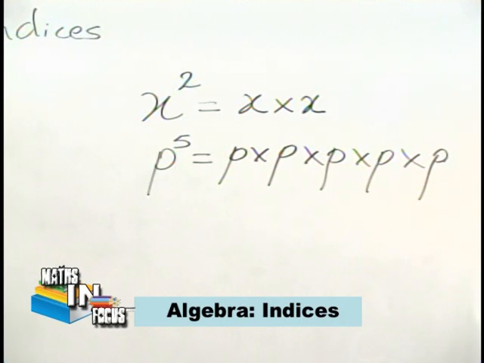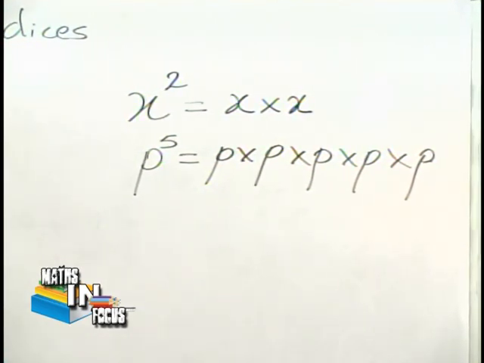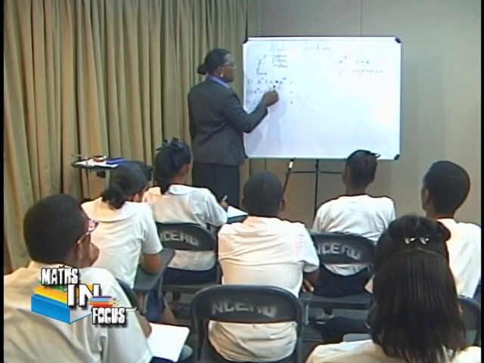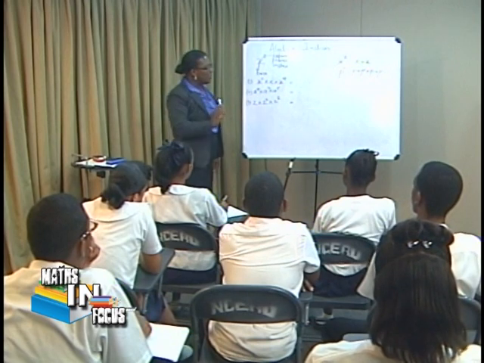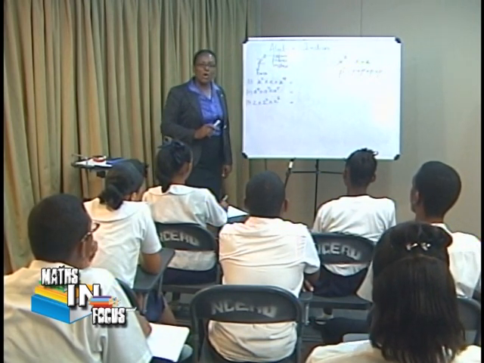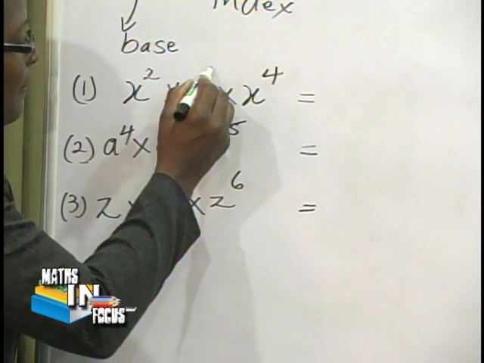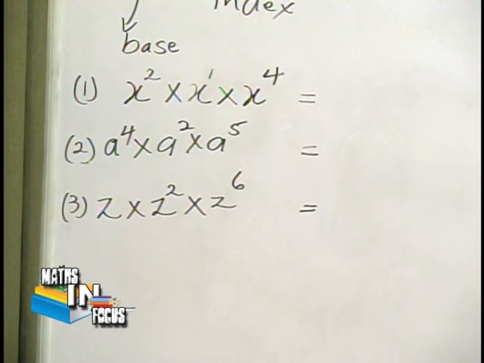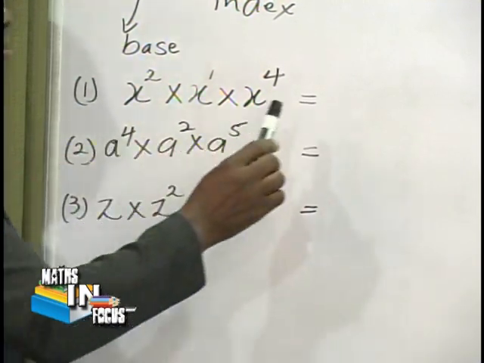Everybody agree? Now let us look at our first set of multiplication. We have x squared being multiplied by x, multiplied by x to the 4th. Now what do you notice about our bases across here? They are all the same. And if you see no numeral up here, it's implied that the numeral is 1. Now we want to simplify this. What will be our answer?